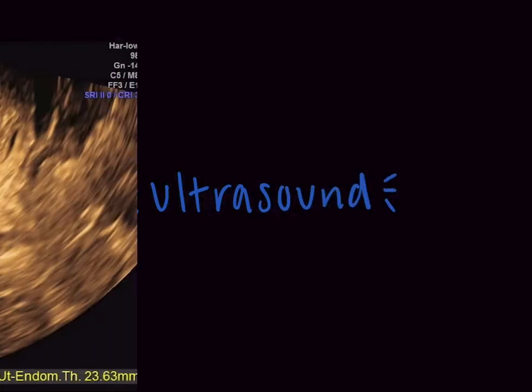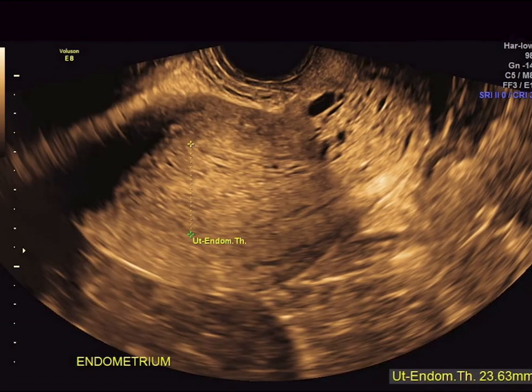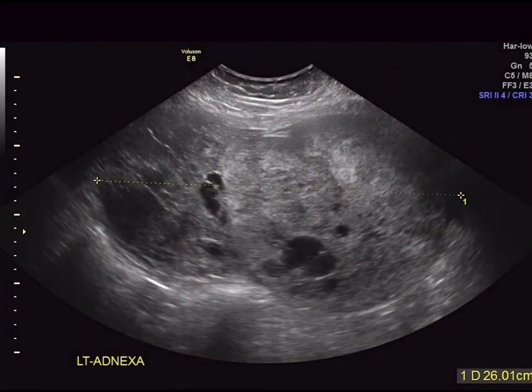These are the images. On the first image, we are looking at transvaginal imaging, sagittal view of the uterus. Here we see a significantly thickened endometrial lining that also has a cystic appearance. On this second image, we are looking at a transabdominal image of the left adnexa. Here we see a large left adnexal mass that has cystic and solid components. No normal left ovary is seen separate from this structure.